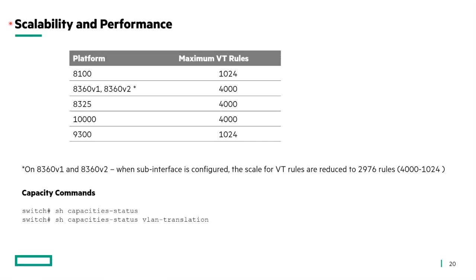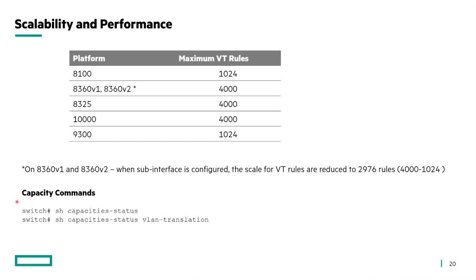Now moving on to scalability and performance. These are the scalability and performance figures for the selected platforms. As you can see here, the number of maximum VT rules, the VLAN translation rules, on the right here. You can take those in and read them at your leisure. Do note this, on the 8360 series, both V1 and V2, when sub interface is configured, the scale for VT rules is reduced to 2,976. So that is 4,000 minus 1,024 rules, which are reserved for the sub interface feature set.